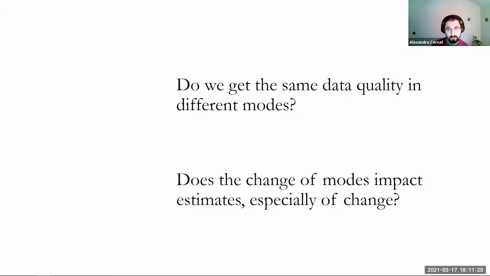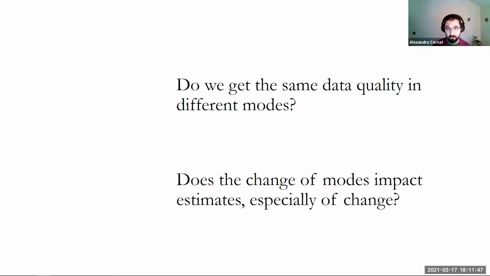And the second one is I want to see if the change of modes impacts estimates, and especially I'm interested in estimates of change. So studies like the European Social Survey, and other repeated cross-sectional surveys like the European Values Study, are switching modes or are considering switching modes. And then they might have issues if they want to look at aggregates, trends, or changes in time.